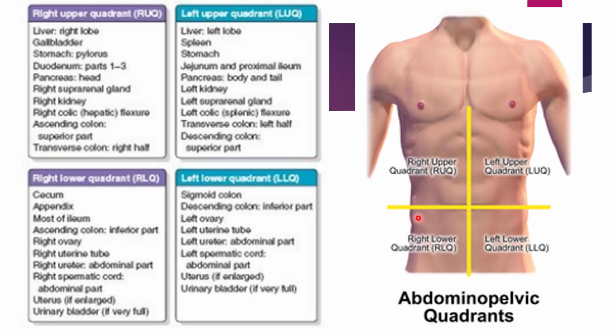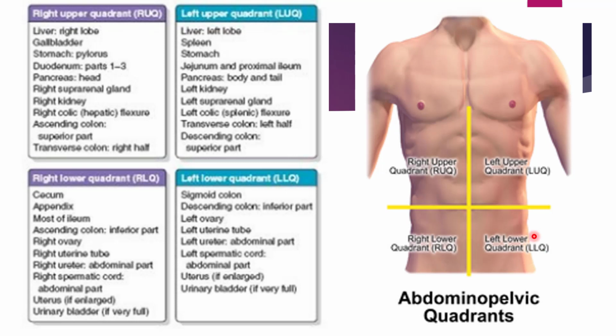In the right lower quadrant, we have the cecum and the appendix. Most of the ileum is present in the right lower quadrant, and there is the inferior part of the ascending colon, the right ovary, right fallopian tube, right ureter, right spermatic cord in males, the uterus in females, and the urinary bladder.